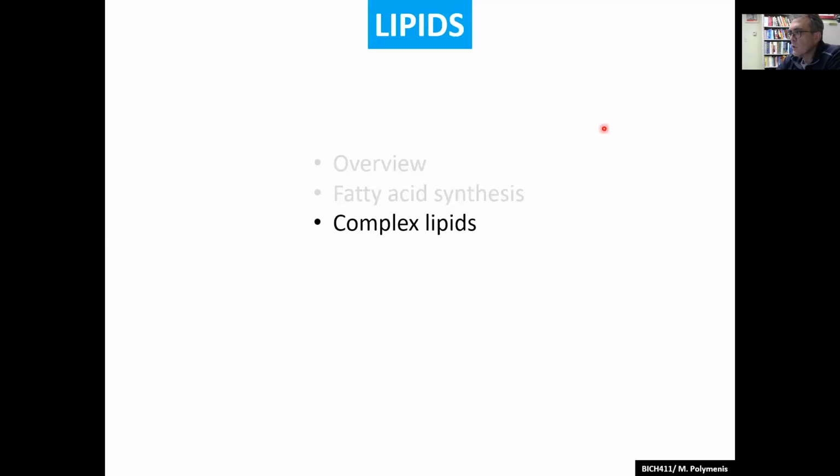Hi, everyone. We're going to go over some categories of complex lipids and how they're made. I understand that this is a complex material. There is no way we can cover all these groups in a detailed and thorough way.